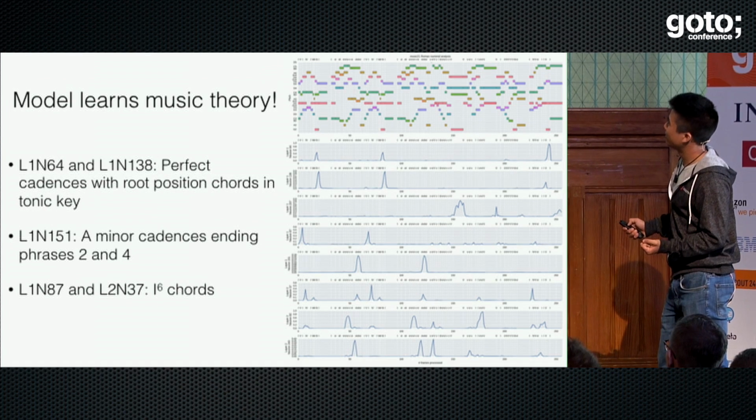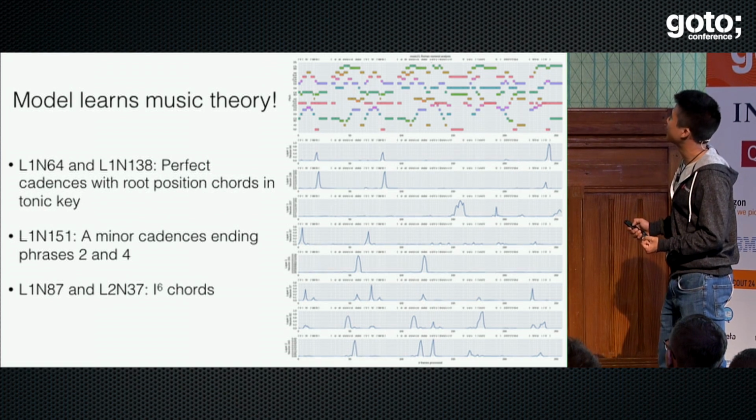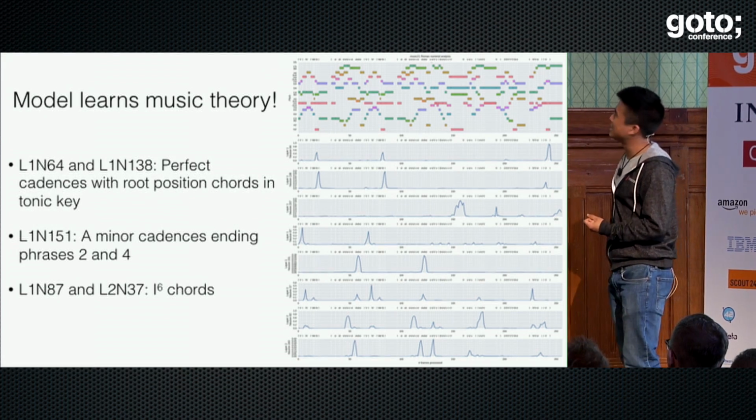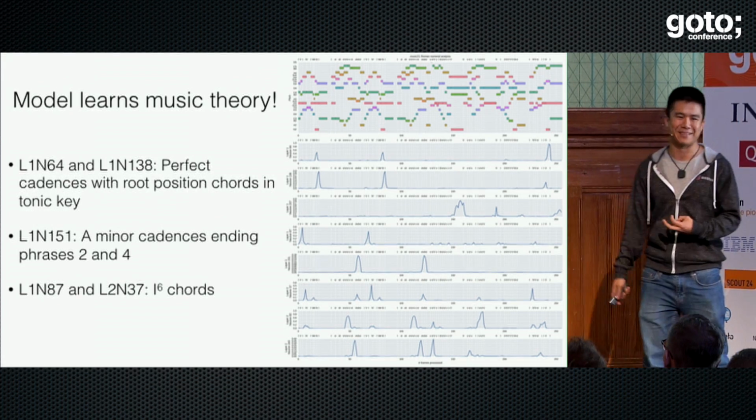And the last one, layer 1, neuron 87, and layer 2, neuron 37. I believe that's this one and this one. They're picking out I6 chords. I have no idea what that means.